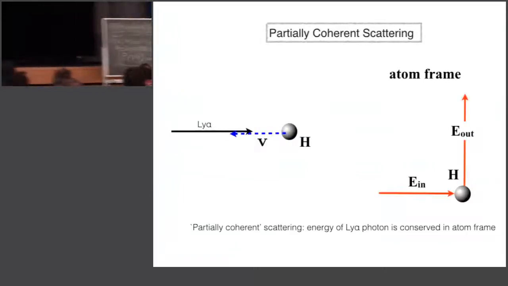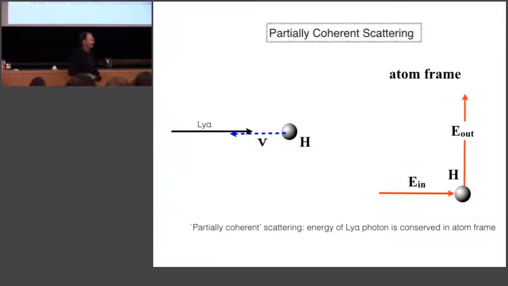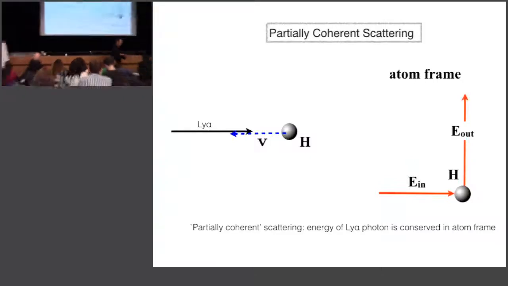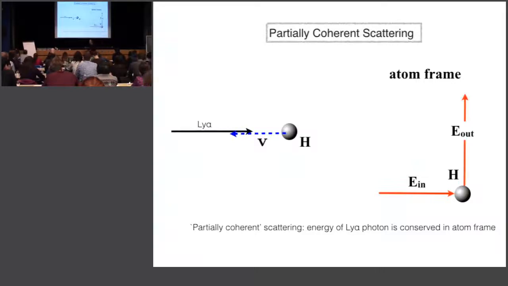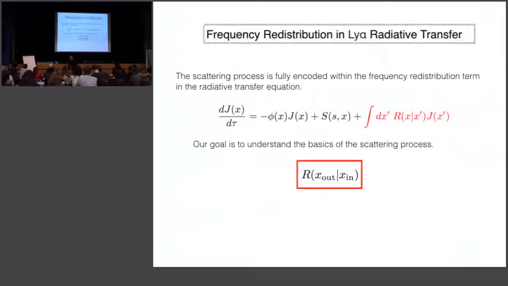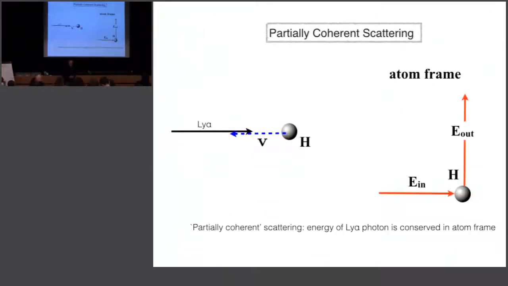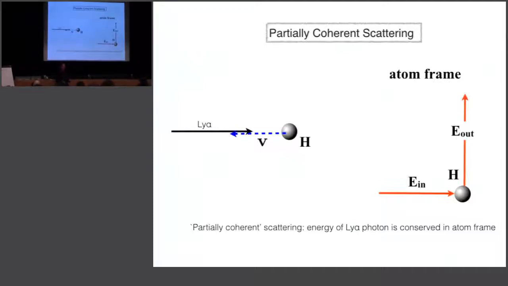Okay. So to get some insight into this conditional probability, what for my outgoing frequency x out given my incoming frequency x in, we're first going to consider what we call partially coherent scattering. Partially coherent scattering is what usually applies in galaxies, in the ISM, and if you want to talk about Lyman-alpha scattering, or whenever we talk about it in our field, it's practically always partially coherent scattering.